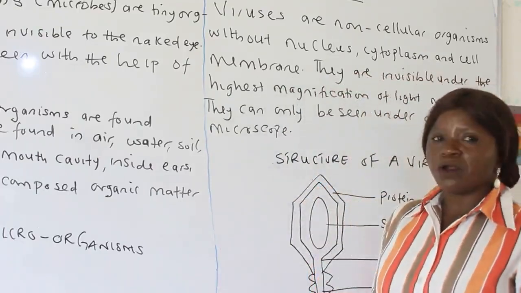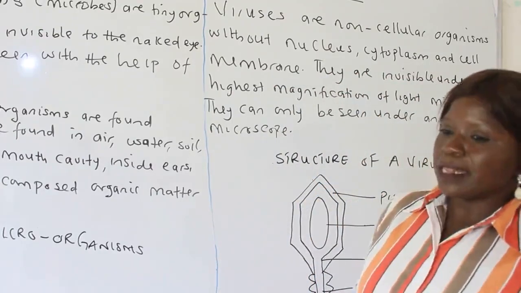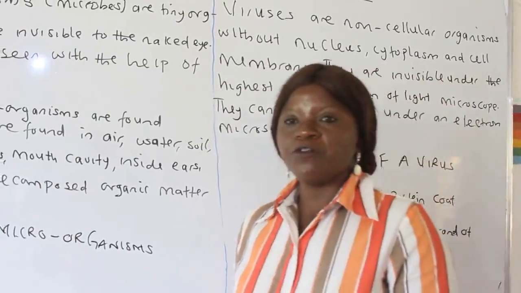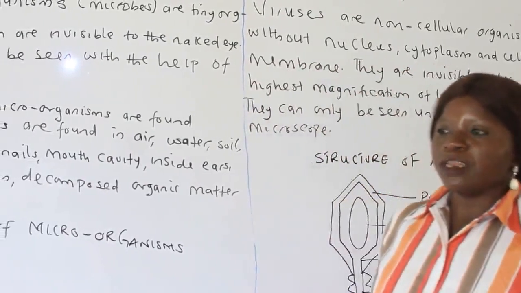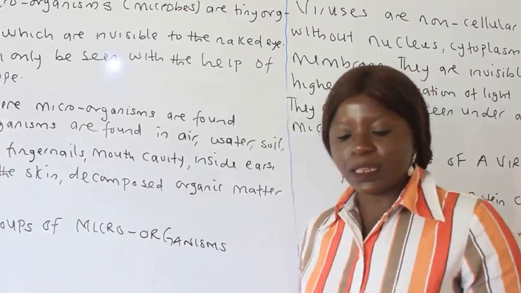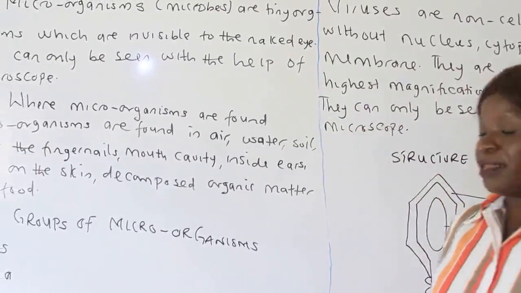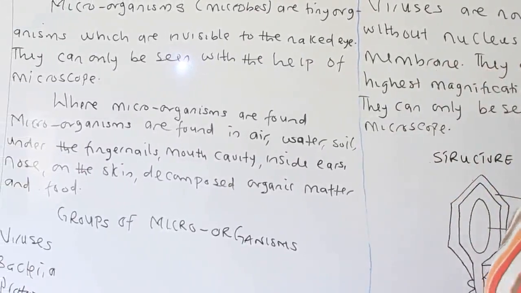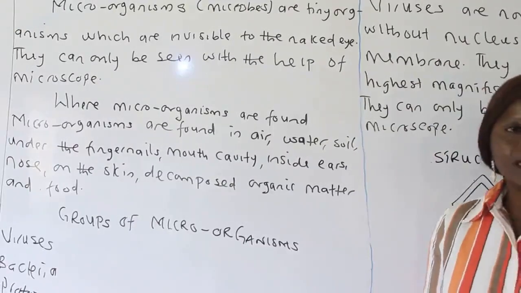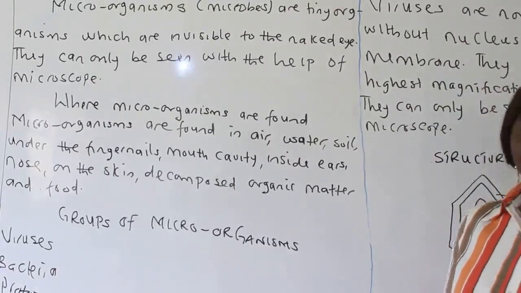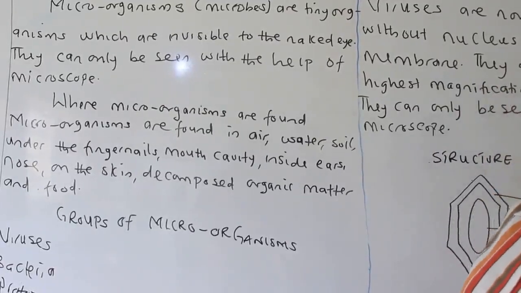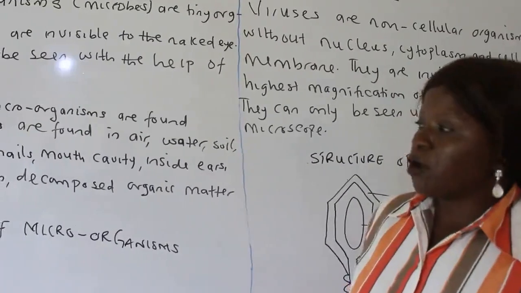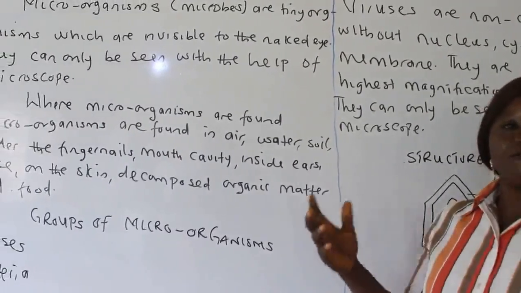And where are these microorganisms found? These microorganisms are found around us. You find them in food, in the air, in the soil, and in the dirt under our fingernails. You find them on the skin and also on decomposed organic matter. They are also found in openings in our bodies, like the mouth cavity and the nose. All these are places where microorganisms are found. So we can say microorganisms are found virtually everywhere.